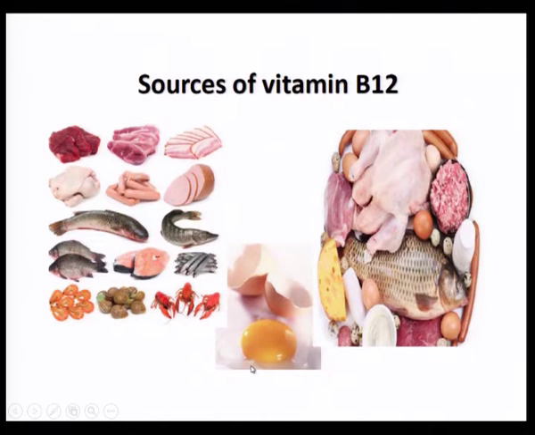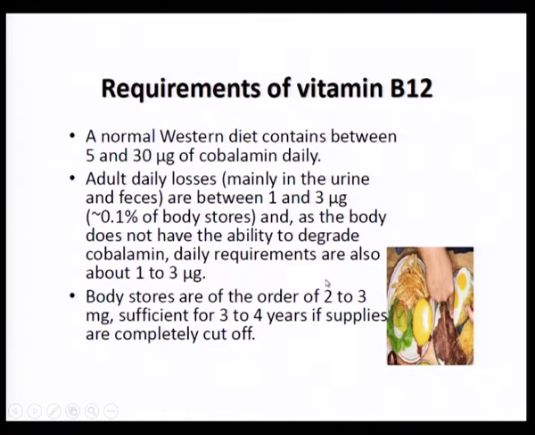Then you have egg as a source, and meat products, red meat, all being excellent sources of vitamin B12. If you look into the dietary requirement of vitamin B12, especially for a Western society, they are prone to take a lot of animal products. So they could take an intake of 5 to 30 micrograms of cyanocobalamin daily. An adult loses about 1 to 3 micrograms of cyanocobalamin daily in the normal excretory products.